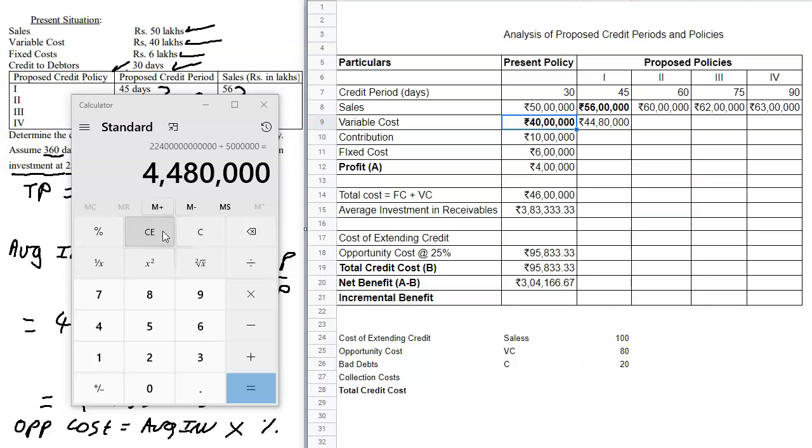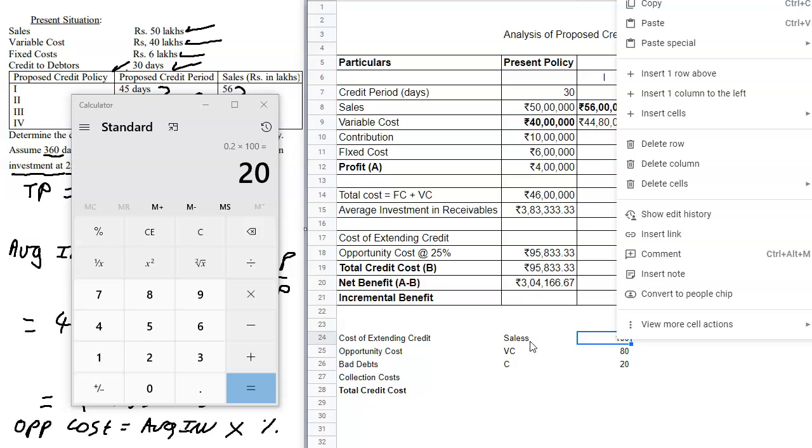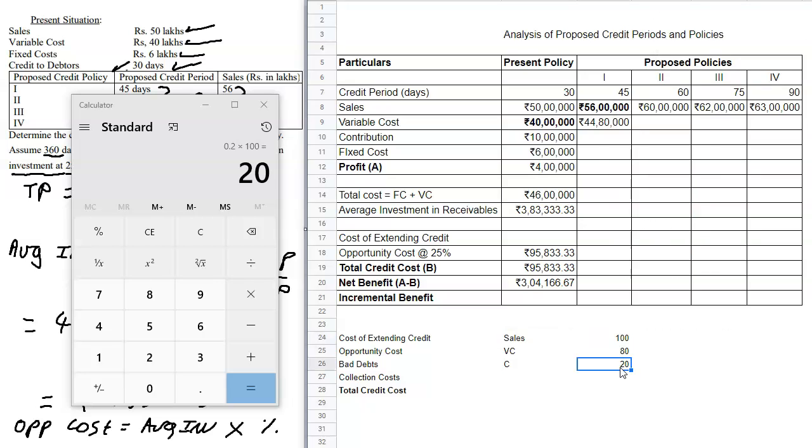If I take 40 lakhs upon 50 lakhs into 100, I get 80. Similarly, if I take 10 lakhs upon 50 lakhs into 100, I get 20. So I know that variable cost is 80% of sales. Be careful of spelling mistakes. And I know that contribution is 20% of sales.